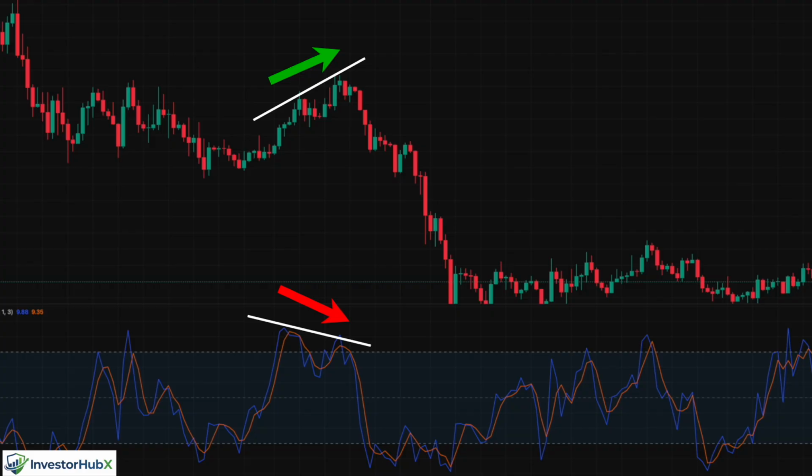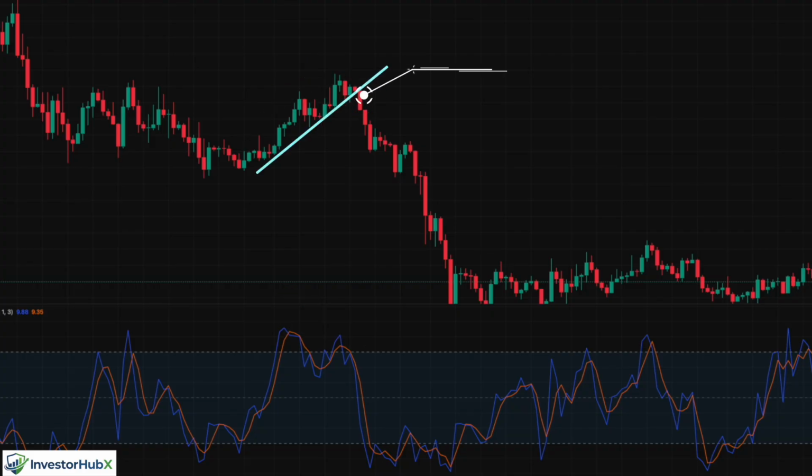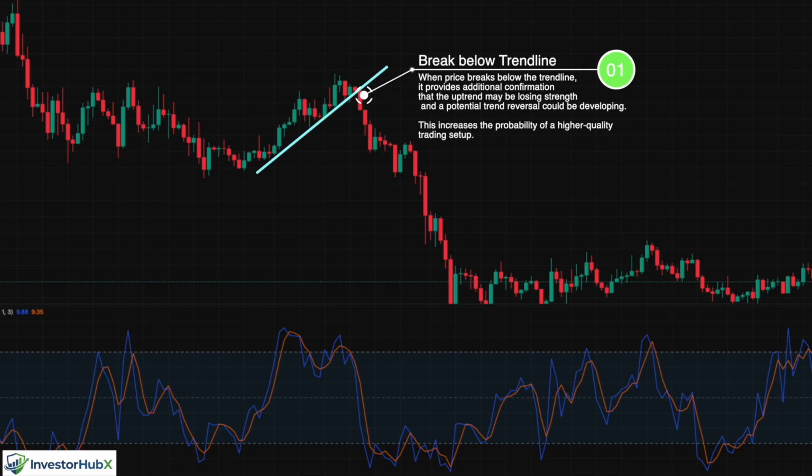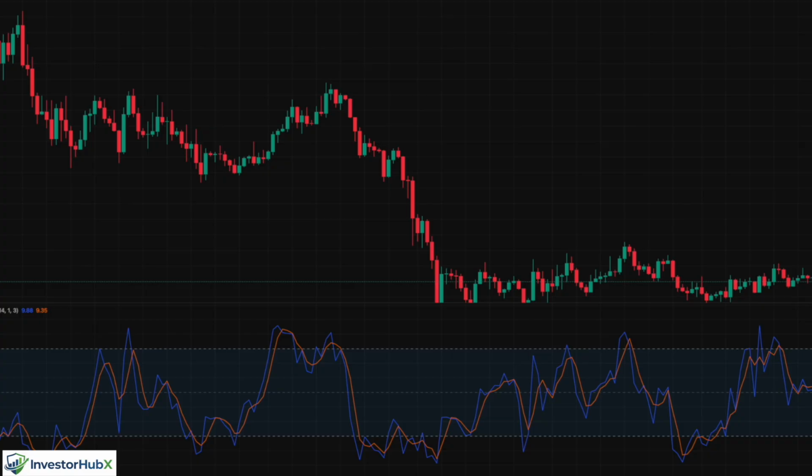To do that, we can draw a trend line like this. When price breaks below the trend line, it provides additional confirmation that the uptrend may be weakening. This is where traders may consider looking for a trade setup.